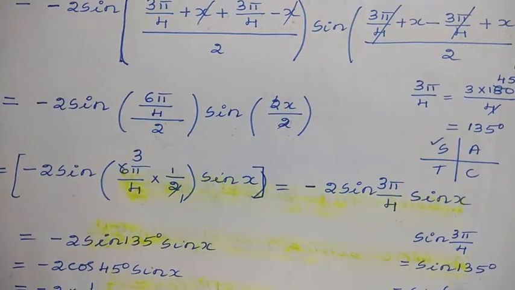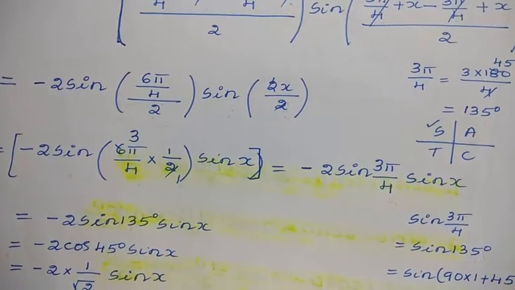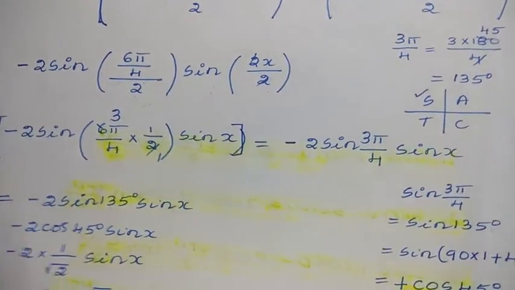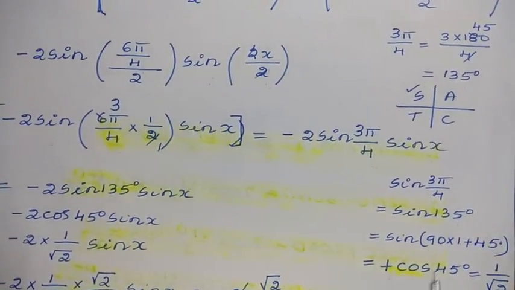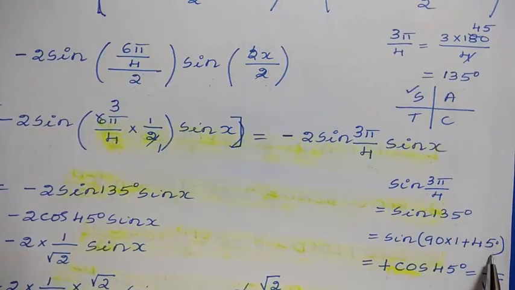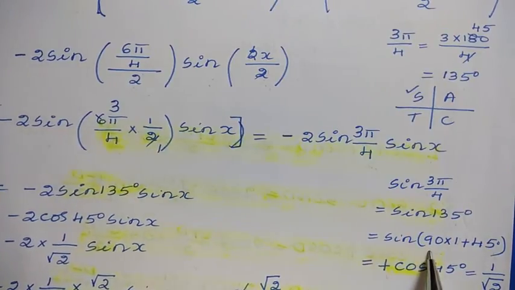So to find sine 135 degree, first write this 135 degree in terms of multiples of 90 degree. So we can write this as sine of 90 into 1 plus 45 degree. See, 90 plus 45 degree is 135 degree. So you can write it this way.